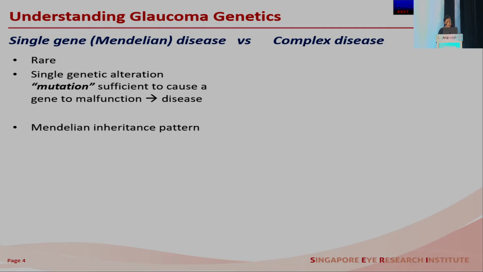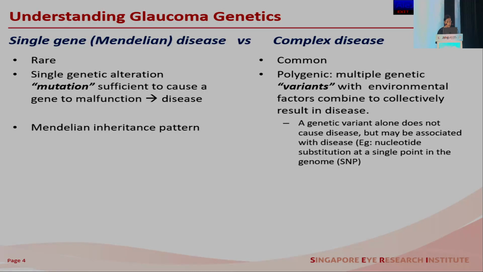Single gene or Mendelian diseases are rare, and here a single genetic mutation is sufficient to cause disease because it has a large effect size. These genetic mutations can be passed on from the parents, and children can potentially develop the disease. So they do follow a Mendelian inheritance pattern of autosomal dominant, autosomal recessive, or X-linked recessive.